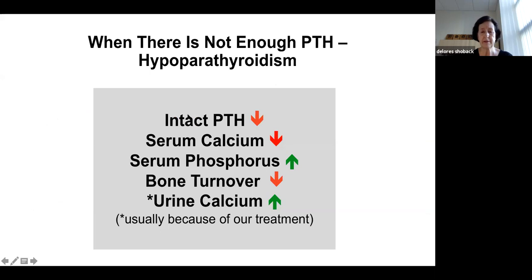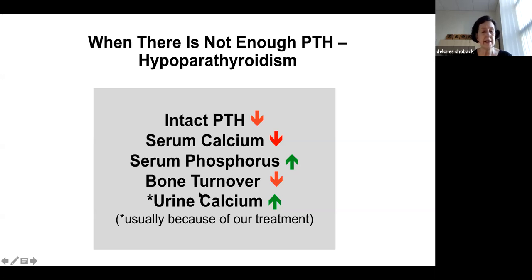And remember this little figure I showed you a few slides back. What you see when you look at the blood tests is a low intact PTH level, or just a low PTH level. You see a low serum calcium level, and we'll drill down on that in more detail. You'll see an elevated phosphorus level.